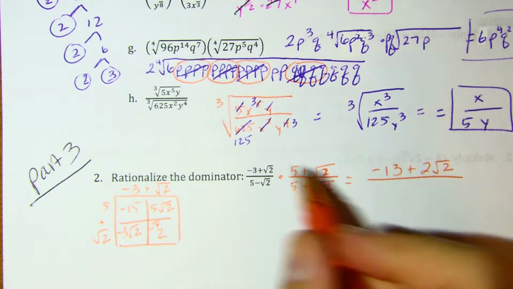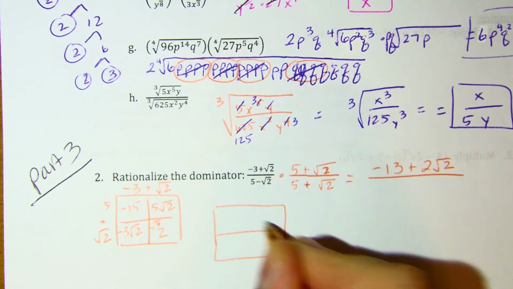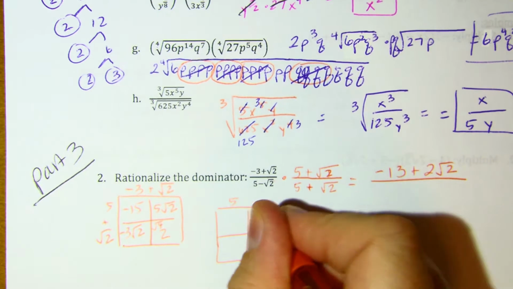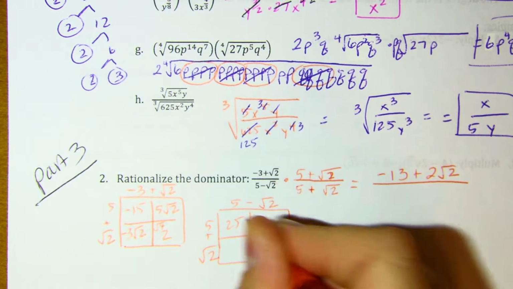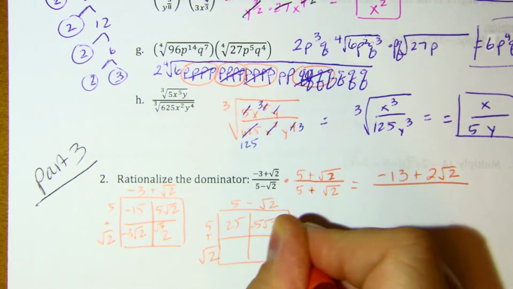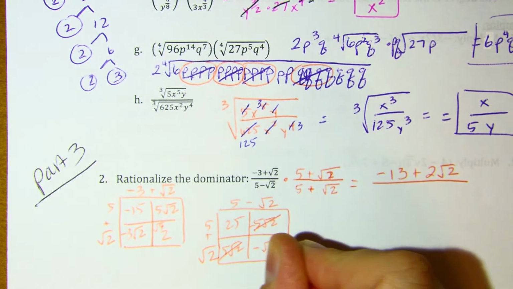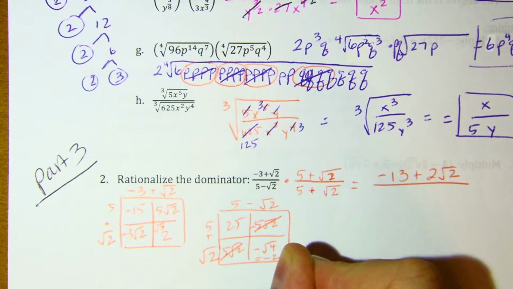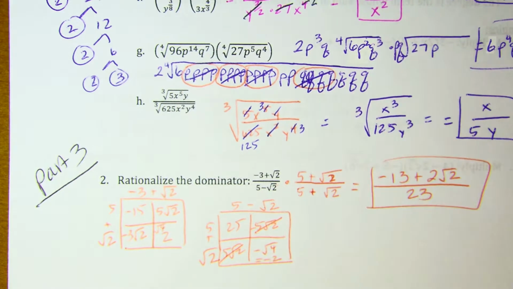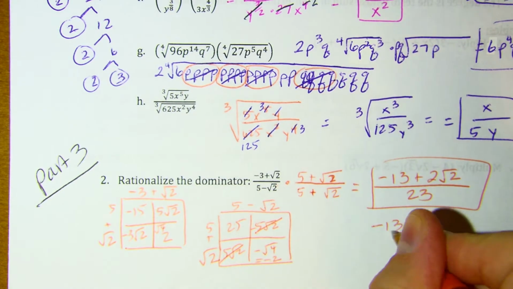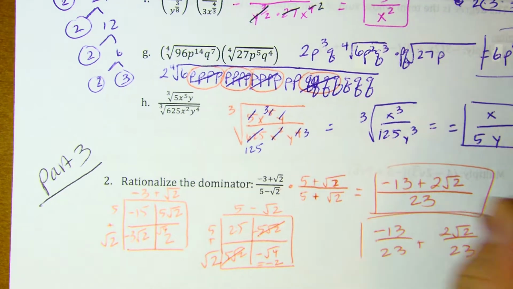And then on bottom, what's really special about these conjugate multiplication problems is the middle terms cancel out. I have 5 minus root 2 and 5 plus root 2. This is 25. This is negative 5 root 2. This is positive 5 root 2. Those cancel out, and then I have negative square root 4, which is negative 2. Well, 25 and negative 2 is 23, and that's my answer. You can split these up and write it as negative 13 over 23 plus 2 root 2 over 23 if you'd like. Either way is fine.